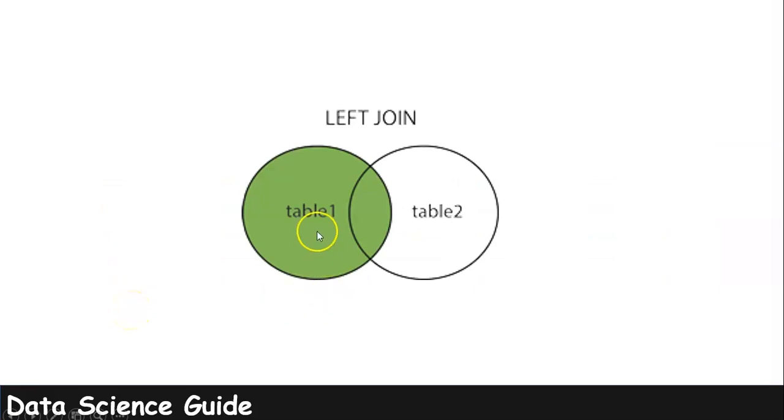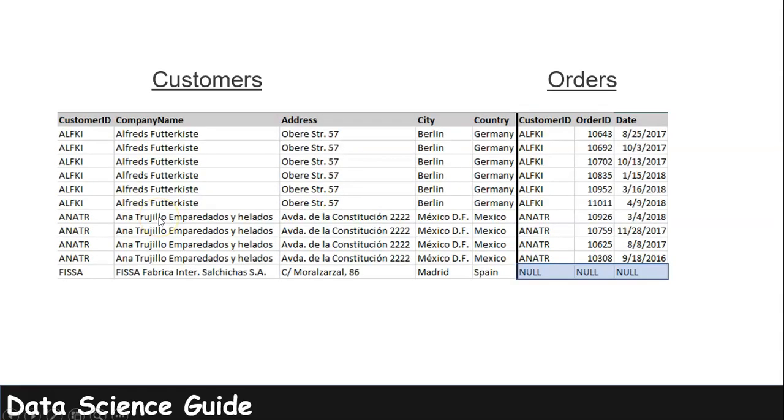Let's have a look at the left join. In left join, we retrieve all the records from the left table and only the matching records from the right table. So let's have a look at the same example. Based on the left join, we should retrieve all the records, even the records that don't have an existing value in the orders table. So this customer didn't place any order, but we still need to show it here because this is a left join.